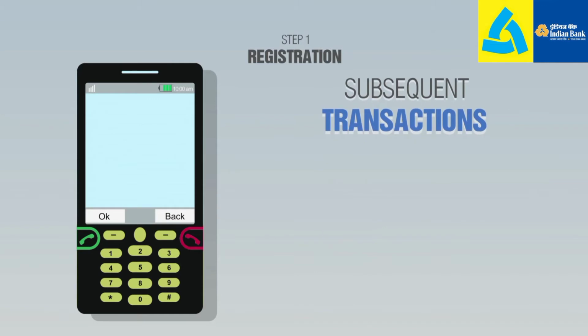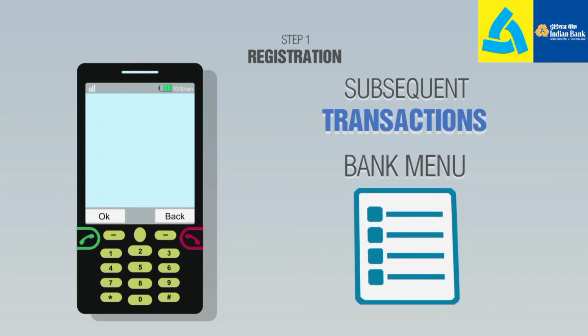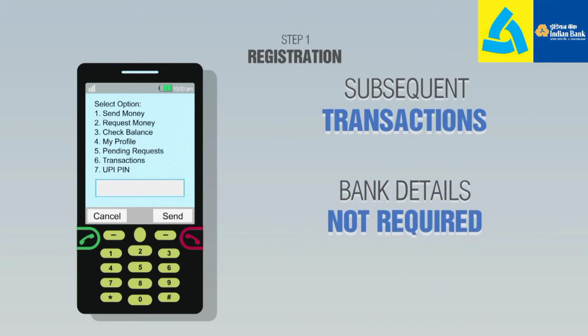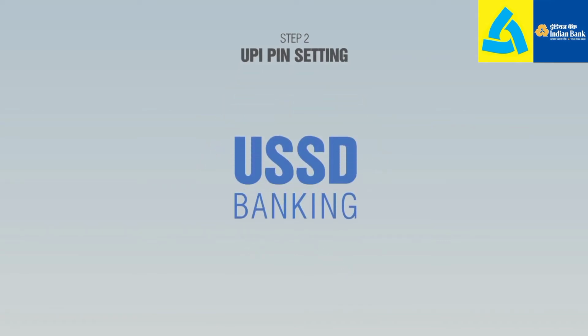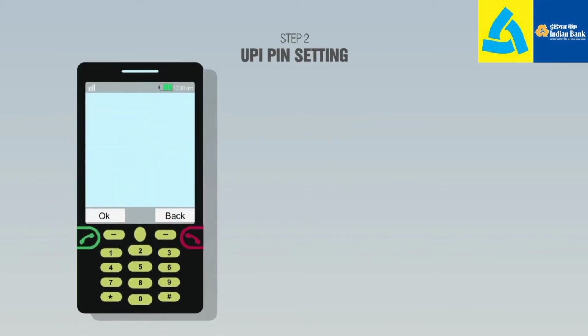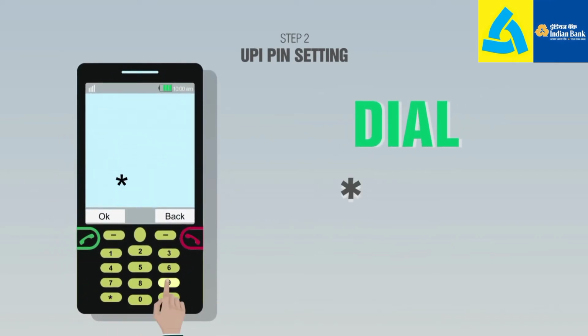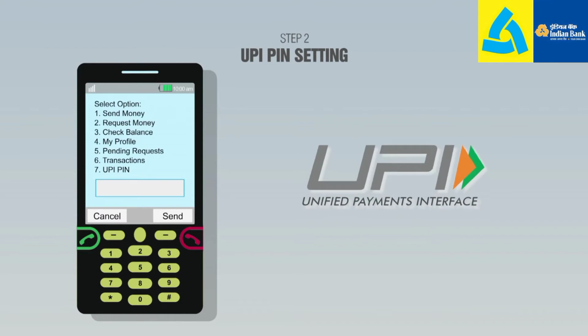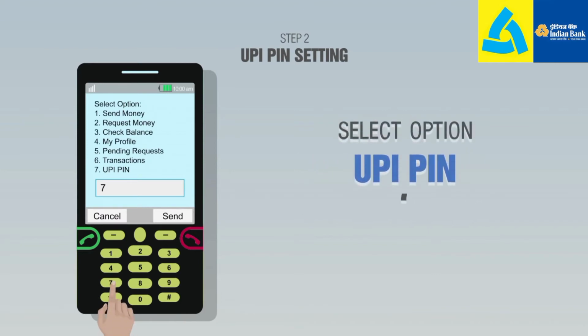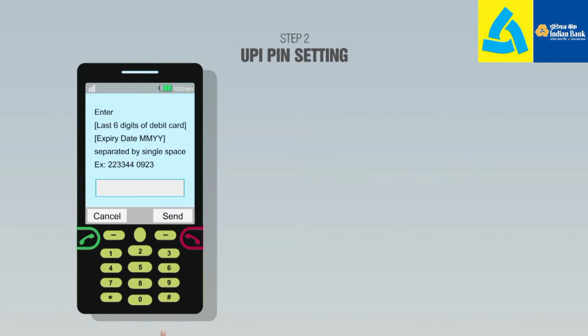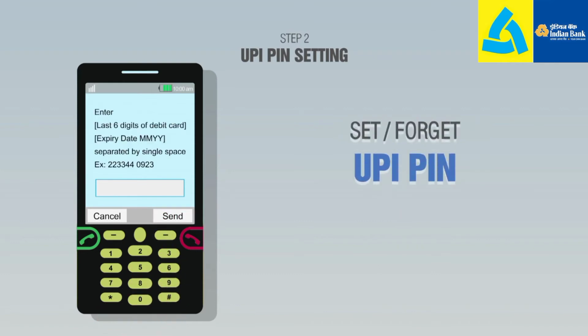For any subsequent transactions, the bank menu will be automatically displayed and you do not have to input your bank details every single time. Step 2. Setting or resetting UPI PIN for USSD banking. Now to send or collect money, please dial *99# and set your UPI PIN. From the menu screen, select the option number of UPI PIN and press send. Then select option to set or forget UPI PIN and press send.